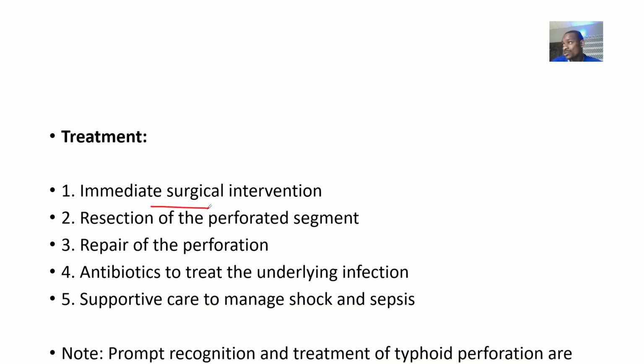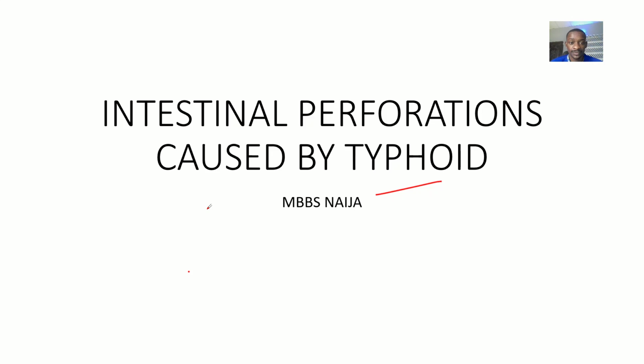Treatment would basically be immediate surgical intervention: resection of the perforated segment and repair of the perforation. Then you can also give antibiotics, because there will be some abdominal bacteria that will be loose too, so you want to handle those. Supportive care to manage things like shock or sepsis might also be helpful. So that's it: intestinal perforation caused by typhoid fever.